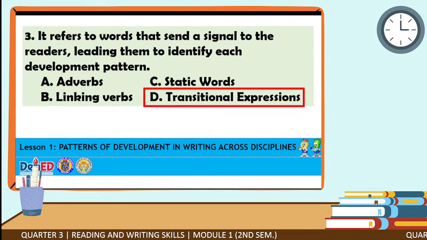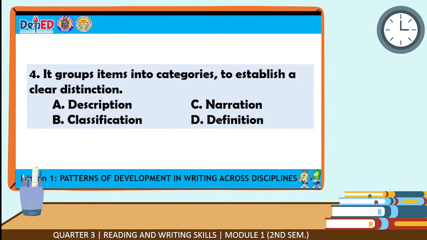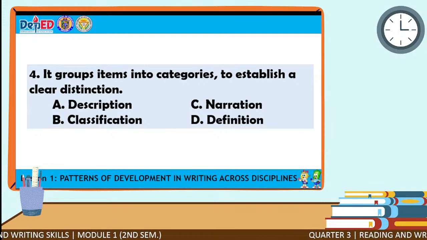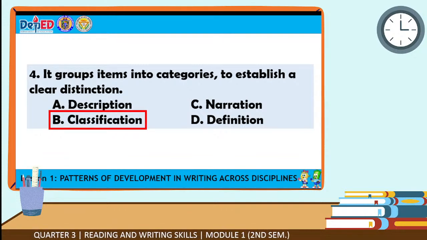How about number 4? It groups items into categories to establish a clear distinction. Is it A. Description, B. Classification, C. Narration, D. Description? What is the answer? Correct. The answer is classification.